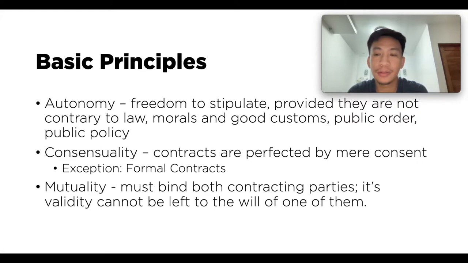So, dito sa autonomy, sinasabi dito that all the parties in the contract have the right to stipulate, or may karapatan sila na maglagay ng terms and conditions na gusto nila sa contract. Okay? So, they are autonomous in that sense, ano? Na pwede silang maglagay ng kung anong gusto nilang maging terms and conditions ng kontrata. But there is a limitation under the law, ano? Their limitation is that provided they are not contrary to law, morals and good customs, public order and public policy. So okay lang daw na mag-stipulate ang mga parties or for the parties to agree on certain terms and conditions, except those which are contrary to law, morals and good customs, public order, or public policy.